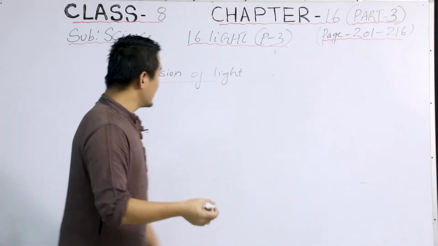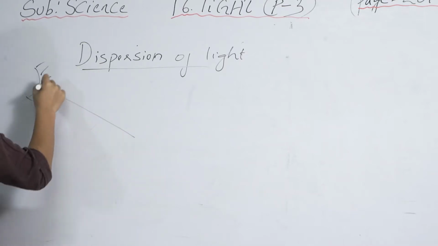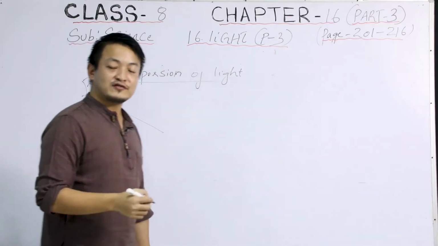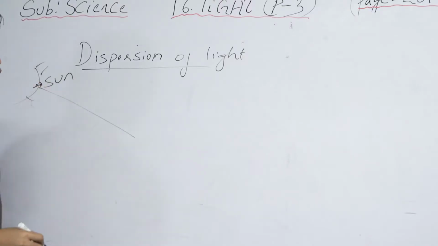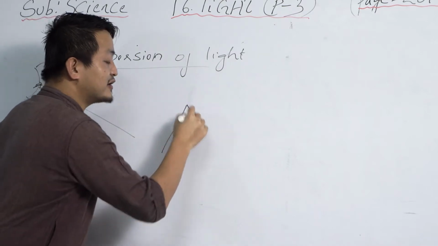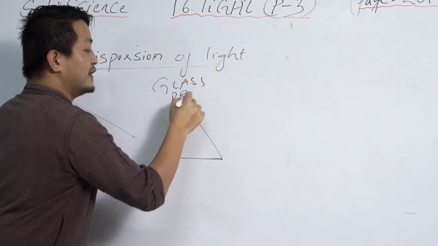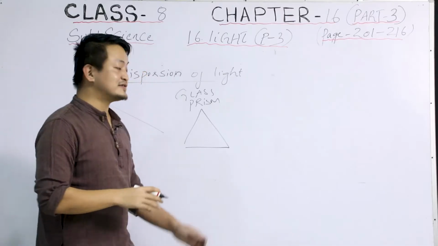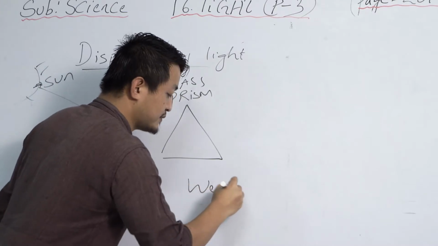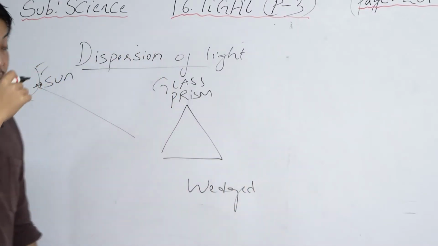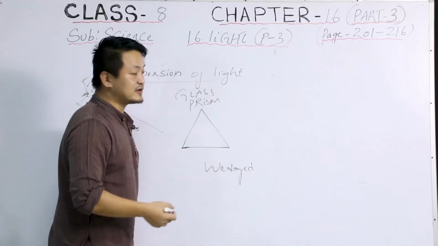Formation of rainbow. Now, one example: the source of light, I'm taking sunlight. Now, let's say we'll keep a glass prism here. A prism is transparent and wedge shaped. Now, it has a rectangular and a triangular face.